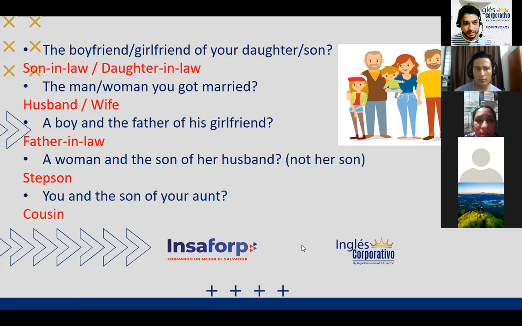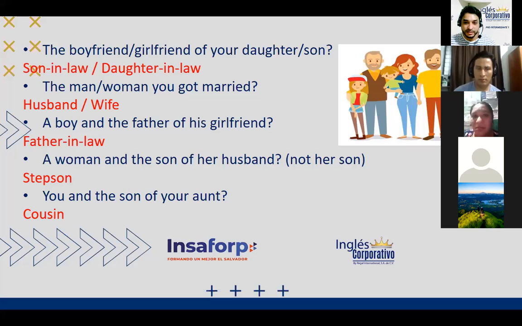Cousin. If you can see, a stepson, stepdaughter are when you are not directly related to that person. Imagine if your father has another wife that is not your mother. She will be your stepmother. And if your mother gets married with another man, that man will be your stepfather. And their children will be your stepbrothers or your stepsisters.